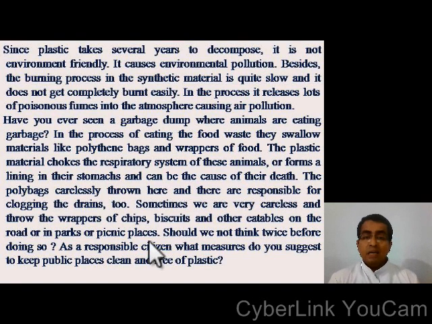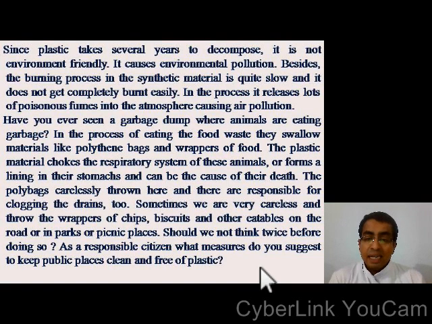Have you ever seen a garbage dump where animals are eating garbage? In the process of eating the food waste, these animals swallow materials like polythene bags and wrappers of food. The plastic material chokes the respiratory system of these animals or forms a lining in their stomachs and can be the cause of their death. So this is dangerous.